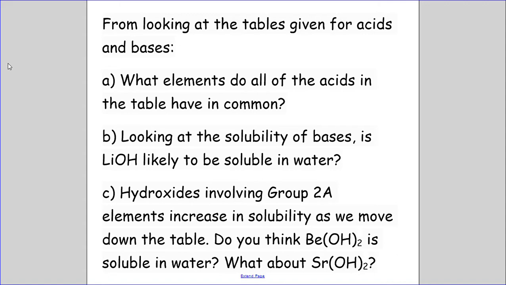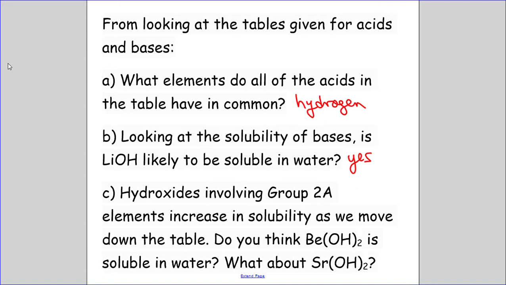Alright, so what elements do all of the acids in that acids table have in common? We touched on that. They all have hydrogen in common. Looking at the solubility of the bases, is lithium hydroxide likely to be soluble in water? Lithium turns out to be a group 1 alkali metal, and the group 1 alkali metals that were there were also soluble in water, so we could say yes. We would expect lithium hydroxide to also be soluble in water.